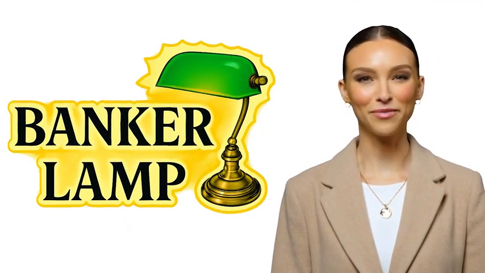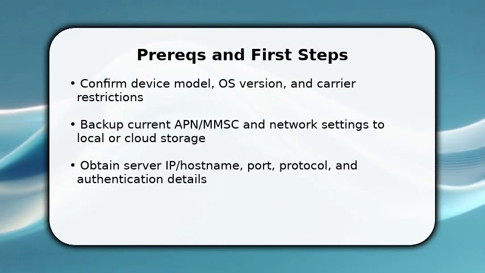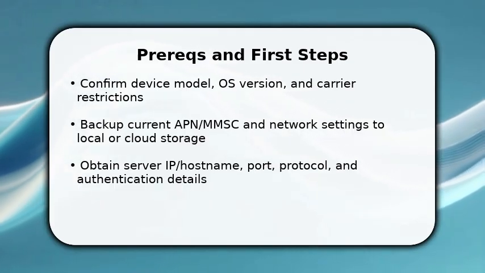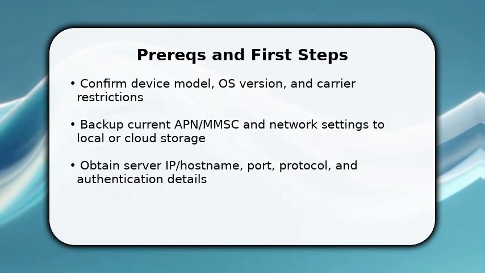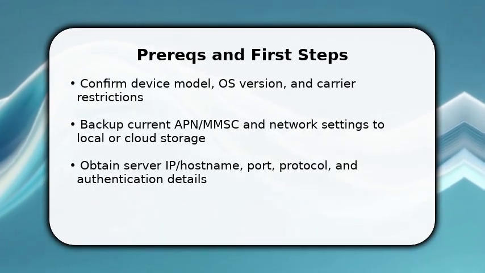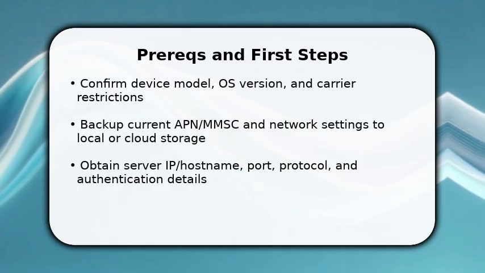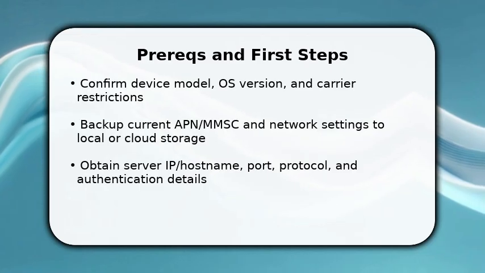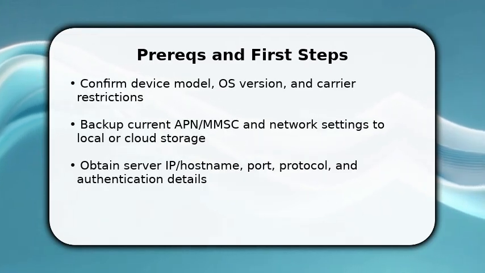Please enjoy the video. You start by confirming device model, OS version, and carrier restrictions. This ensures commands you use work. Once backed up, open Settings and go straight to Mobile Network or Cellular. Tap access point names to export or note existing APN/MMSC values so you can restore if needed.